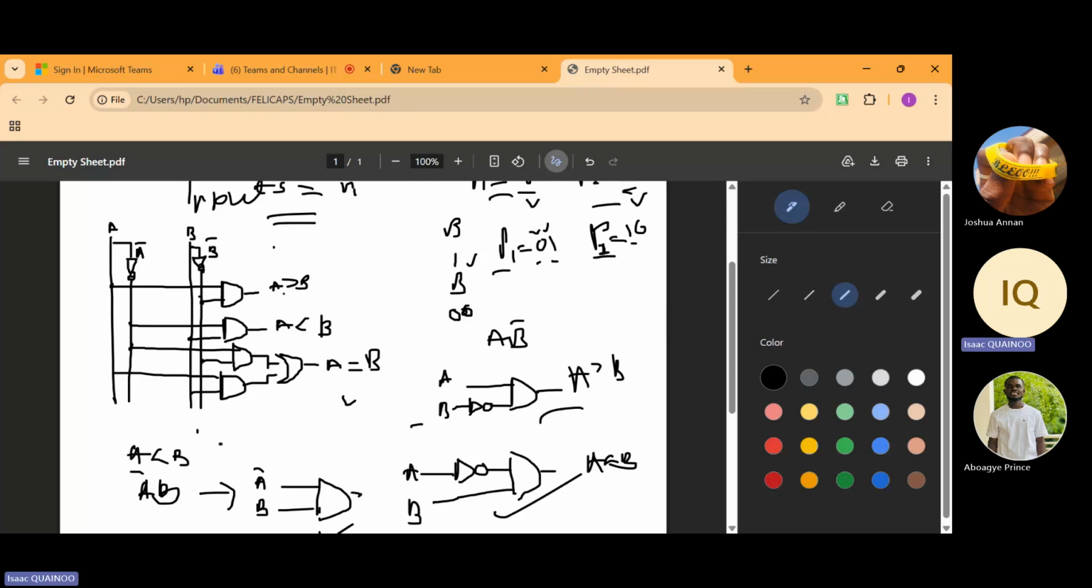All right, so this is for a 2-bit magnitude comparator. So I believe we've looked at everything with regards to 2-bit magnitude comparators, right? You've done that, right? All right, so let's move on.